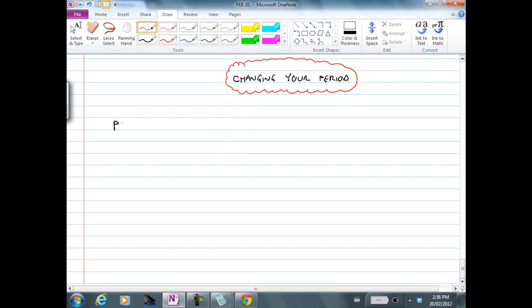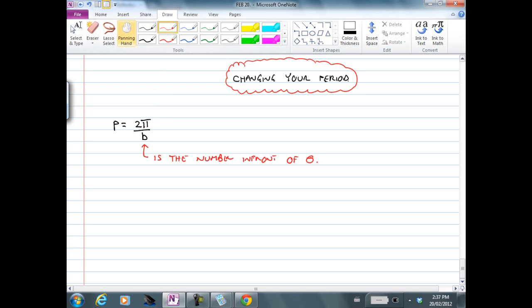man. There's a formula for a period. You can actually find your own period anytime you like. 2 pi over b. That's the formula to calculate your period. I'm going to show you what b is. B is the number in front of theta. That's b. It's the number in front of theta.